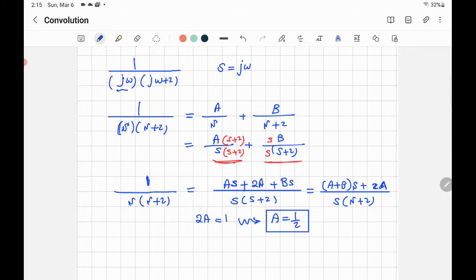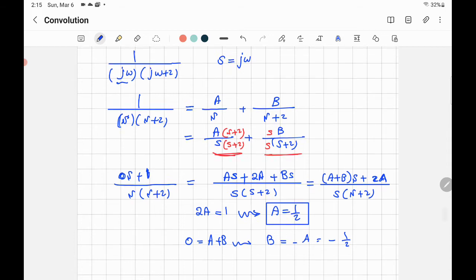What about a plus b? That's the coefficient of s, but you don't have s here. You can write 0 times s plus 1. This is like nothing. So 0 is equal to a plus b. From that equation, you can say b is equal to negative a, but a is equal to half. So b is equal to negative 1/2.